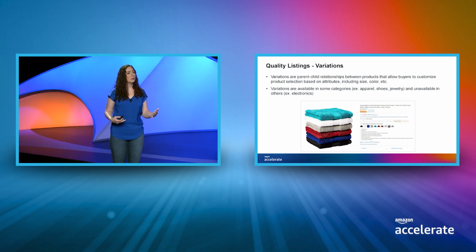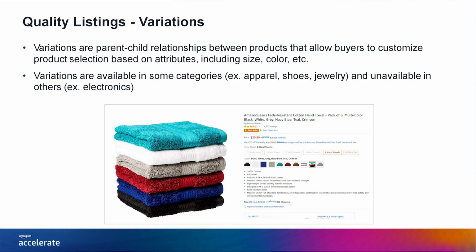Variations are beneficial because all of your products and reviews appear on the same page. And if you get a review from a customer who bought your blue towel, it'll appear when a customer is looking for any color towel you have listed in this brand.